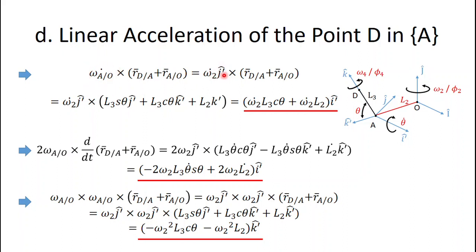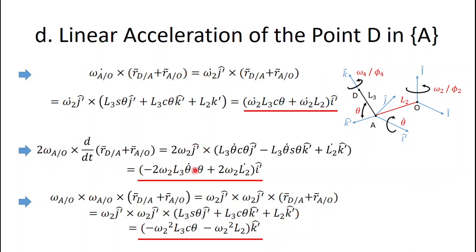Then the third term, the angular acceleration cross R d and A, that term is omega 2 dot along the J prime direction cross R d and A plus R A and O. Again, when we take the cross product, the J terms get cancelled with J terms and we get only the cross product in the I direction. The only difference this time is instead of omega 2, we have omega 2 dot here and here as well. Cool. The fourth term is 2 times omega A and O cross d by dt of R d and A plus R A and O.